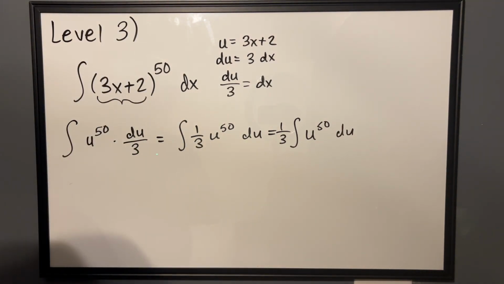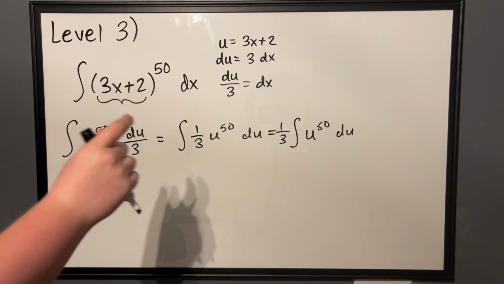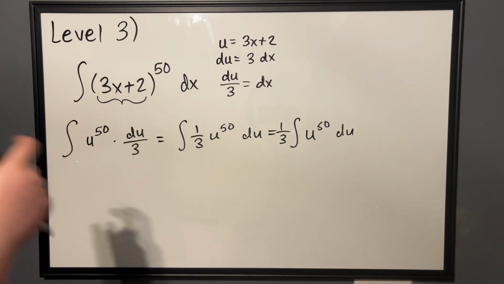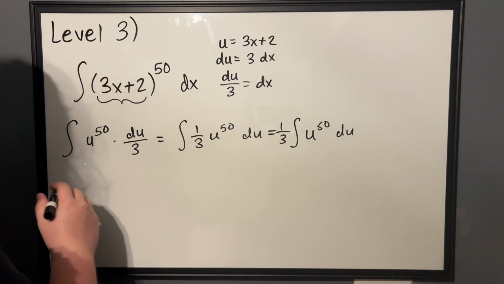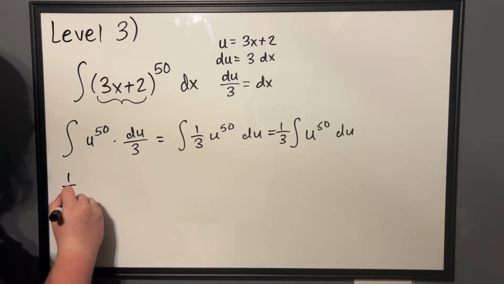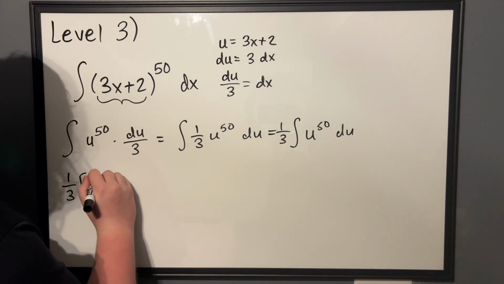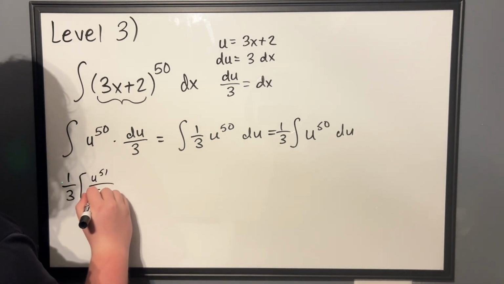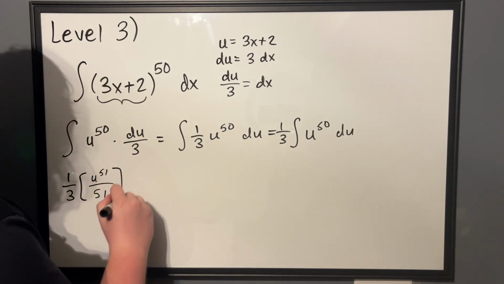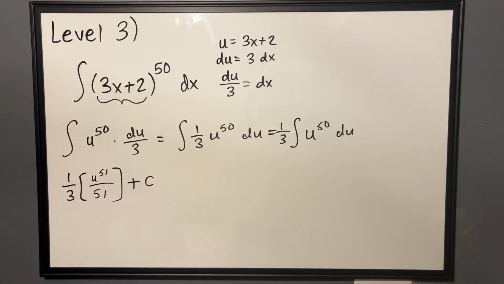And you can see now that this is just a power rule. This is directly in the terms of a power rule, so we're able to evaluate it that way. So the 1/3 kind of goes along for the ride. So we have 1/3 times the integral of u to the 50th, which is going to be, using the power rule, u to the 51st over 51, right? And then outside of that, we'll have the plus c.